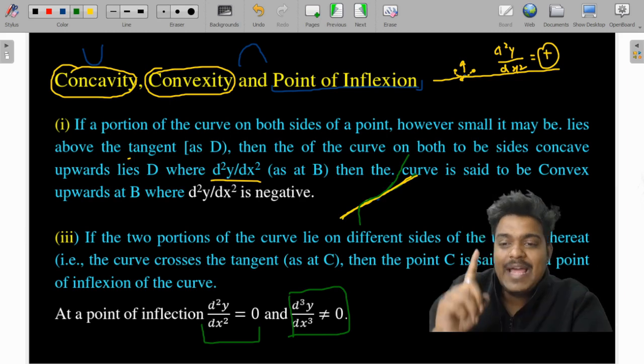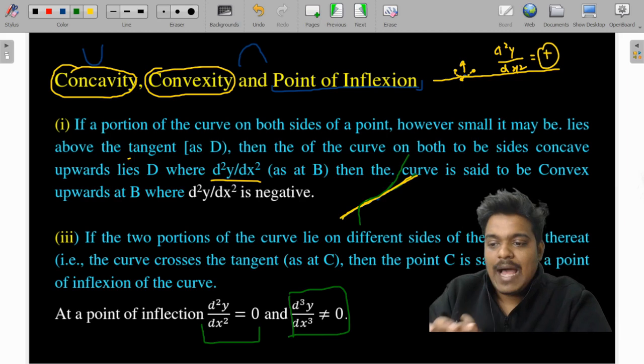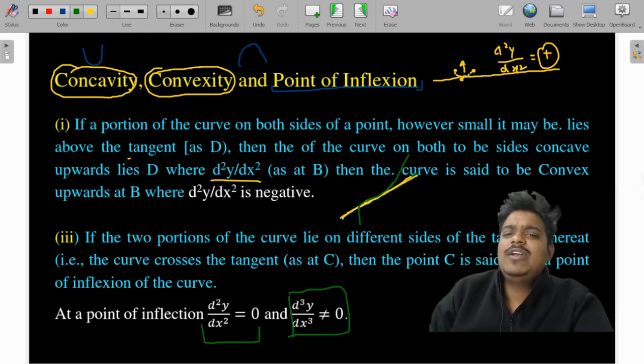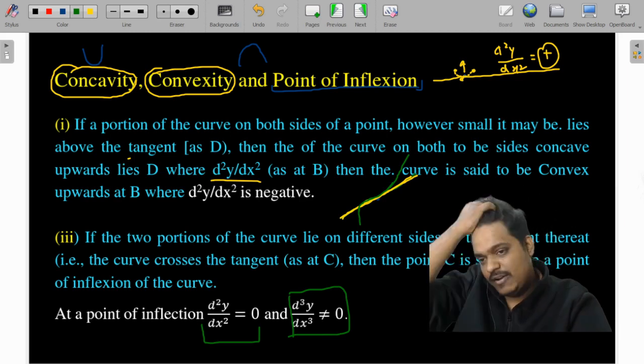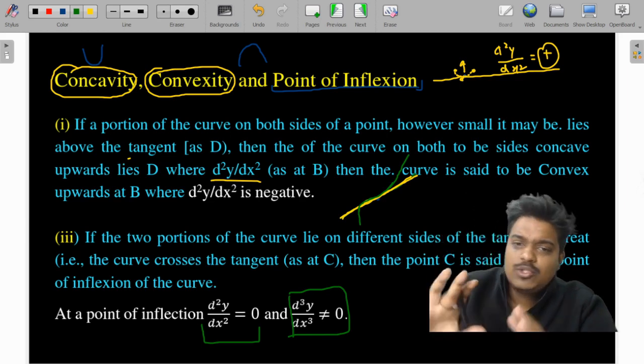I hope I have answered most of the things that you are actually looking for: what do you mean by concave, convexivity, and the point of inflection? Okay, so I hope that this is clear.